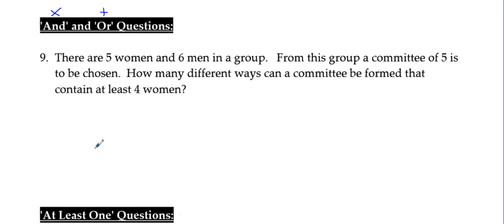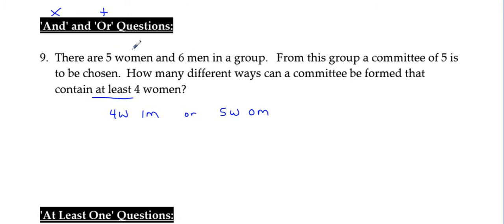There are 5 women and 6 men in a group. From this group, a committee of 5 is to be chosen. How many different ways can a committee be formed that contain at least 4 women? Well, you have to be really careful by reading those words at least. A lot of people miss that and they only do an example for 4 women. At least means you can have 4 women and 1 man, or you can have 5 women and no men.